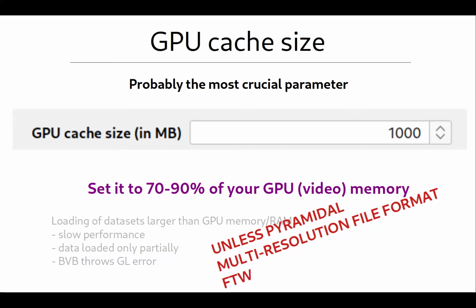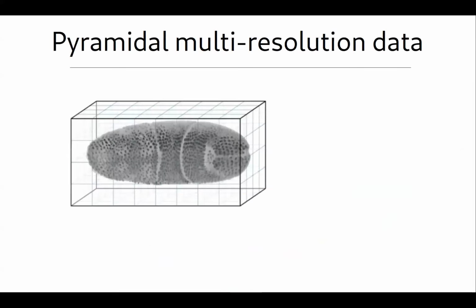So this is the main trick and the main reason why BigVolumeBrowser has big in the beginning, because it supports working with this type of file format. And what are these formats? If you have raw data coming from your microscope, this is basically a 3D stack, and this is usually how the software stores it.